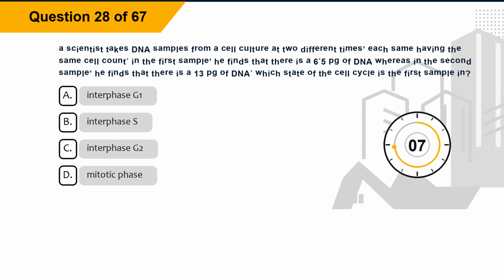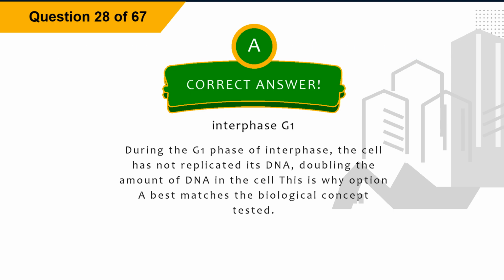Option A. Interphase G1. Option B. Interphase S. Option C. Interphase G2. Option D. Mitotic phase. The correct answer is option A. Interphase G1. Explanation. During the G1 phase of interphase, the cell has not replicated its DNA, doubling the amount of DNA in the cell. This is why option A best matches the biological concept tested.